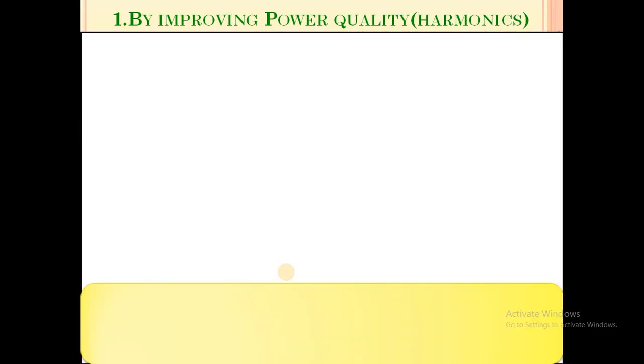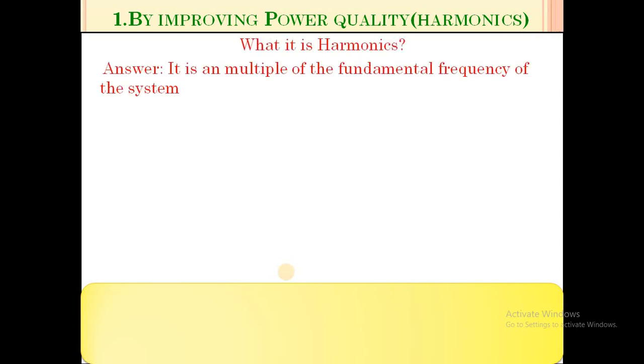So now we'll see harmonics. It is quite new to you. So, improving power quality: harmonics. What is harmonics? Here is the answer. It is a multiple of the fundamental frequency of the system. Our fundamental frequency is 50 Hz and a harmonic is nothing but a multiple of the fundamental frequency.